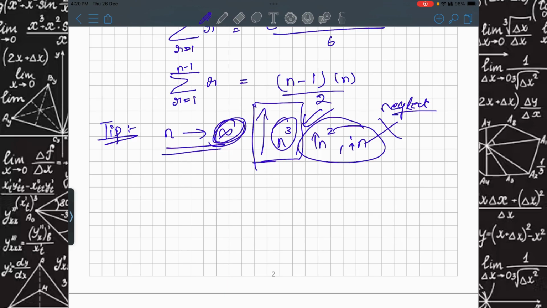You can calculate them, but it's a waste of time, and you won't be having time during the examination, that too while solving some difficult problems like this. So always go with the dominant term. Okay, remember, if you want to go with the dominant term, always check n tends to infinity. This is a tip which I would like to give to you. Okay, so now let's solve this.